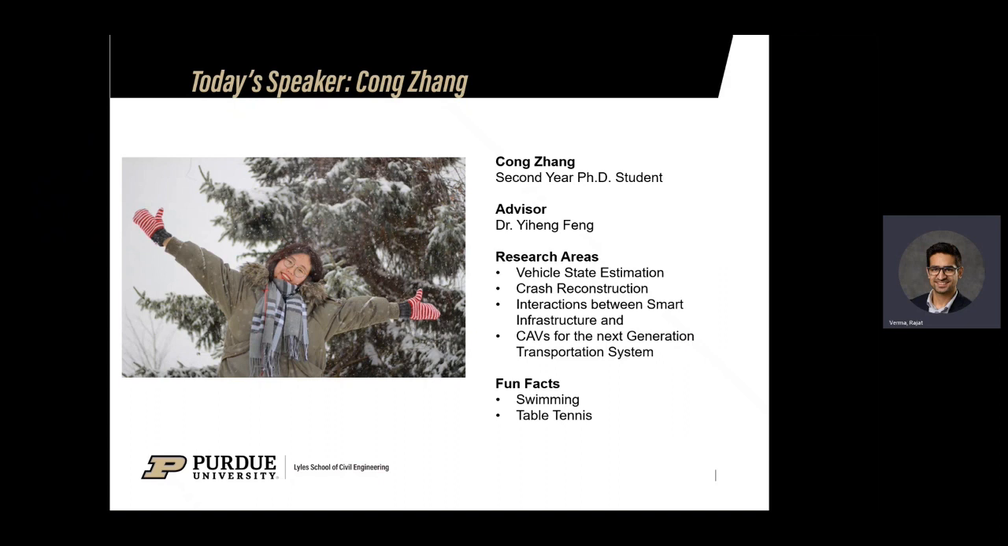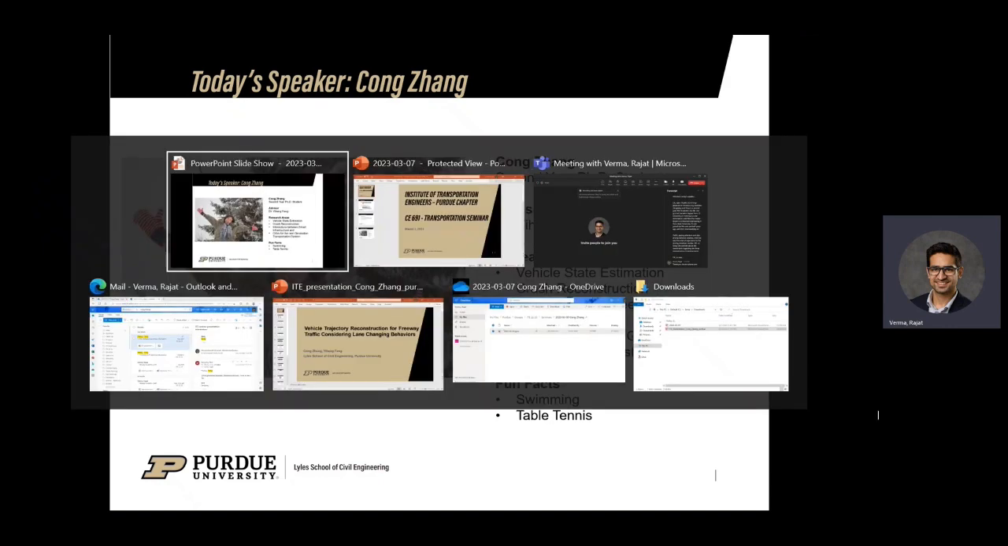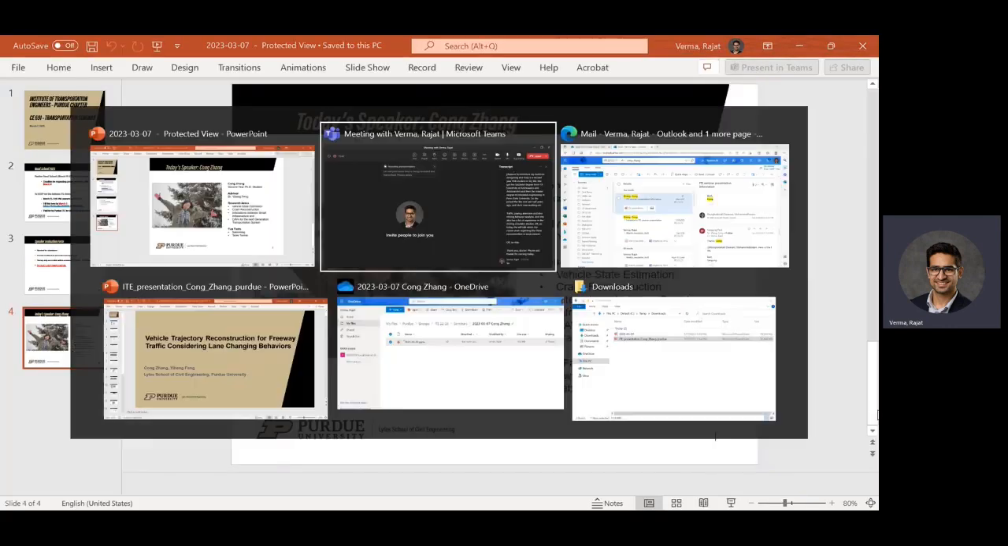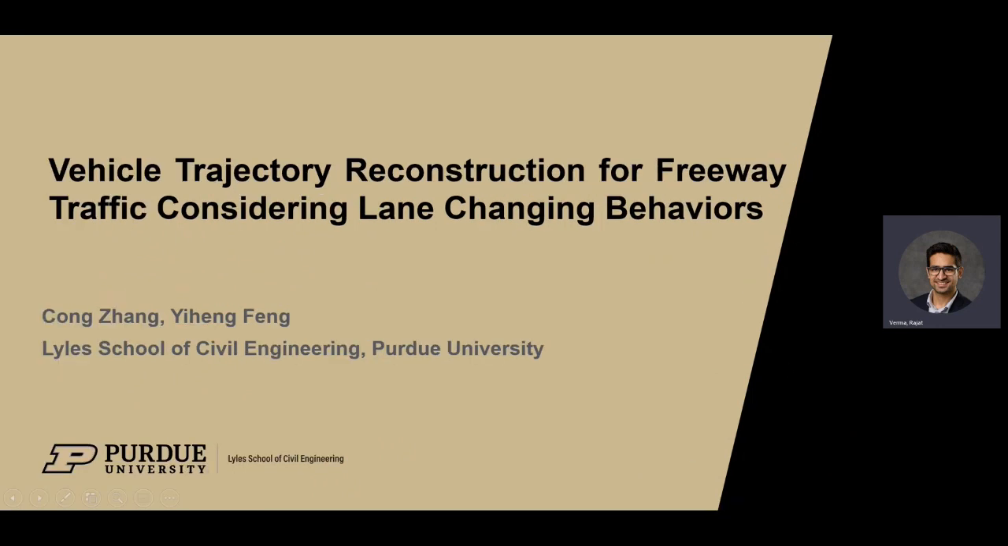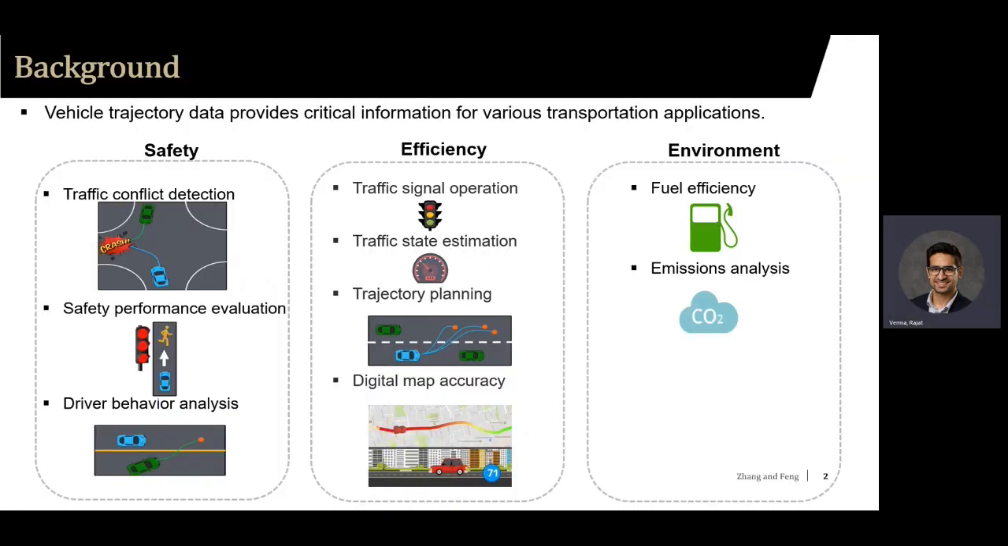Thank you, Dr. Feng, and thanks for coming today. So today I'm very glad to share our recent work, vehicle trajectory reconstruction for freeway traffic considering lane-changing behaviors. So let's start. Vehicle trajectory is about the movement of the vehicle over time. It could provide us the critical information for various transportation applications. For example, the traffic safety, traffic efficiency, and the traffic environment.